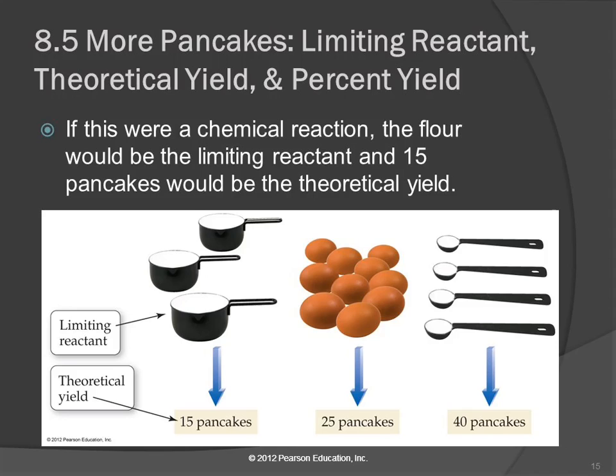So here's the picture. There's the flour. If we had enough of everything else, 15 pancakes. The eggs make 25 pancakes. The baking powder would allow us to make 40 pancakes. But we can't make 40 pancakes because we run out of flour first. So in a chemical reaction, we would call the flour the limiting reactant. The 15 pancakes would be called the theoretical yield. Because that means if everything goes perfectly, that's the most pancakes we could make. That's our best scenario, 15 pancakes.